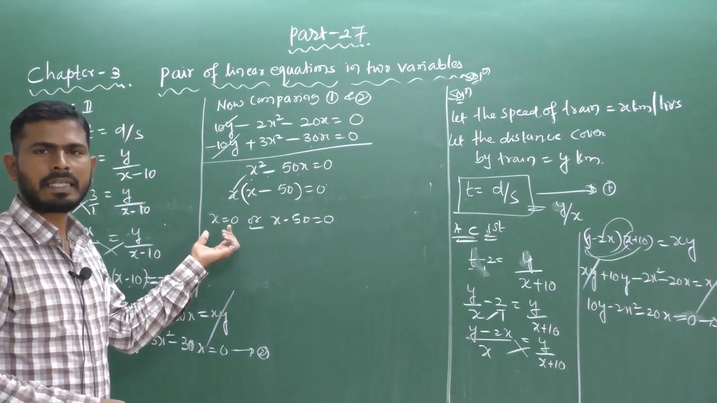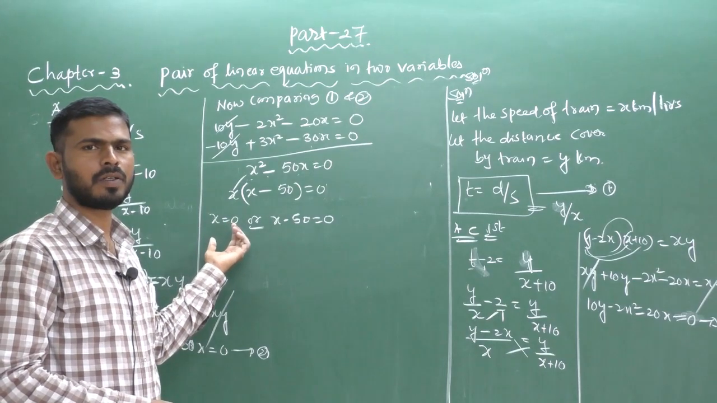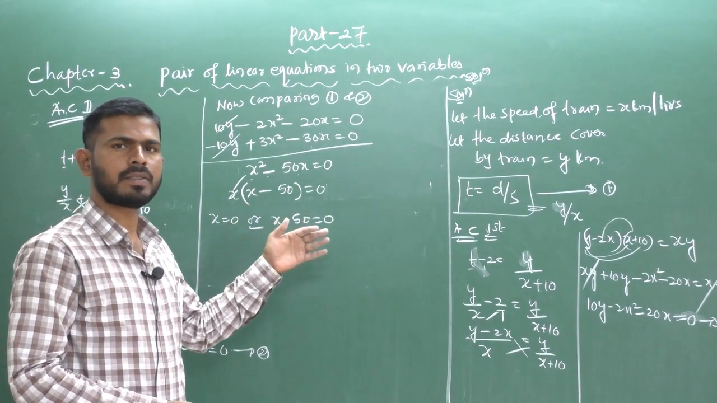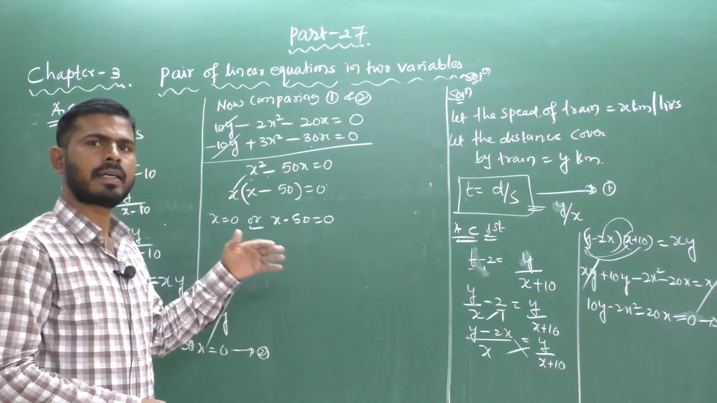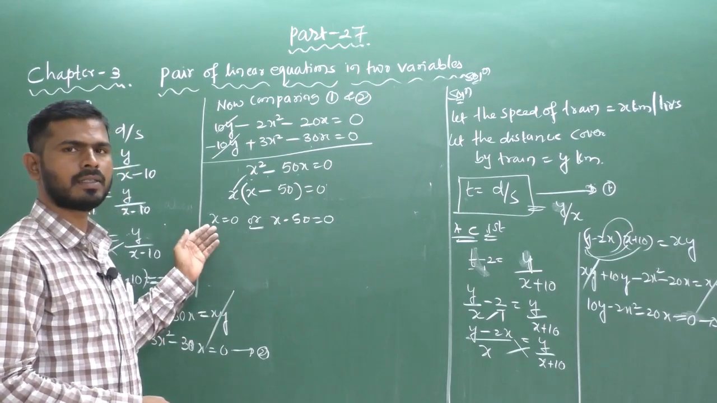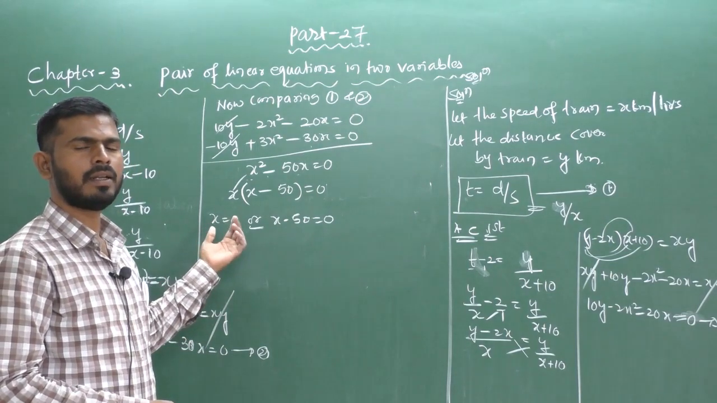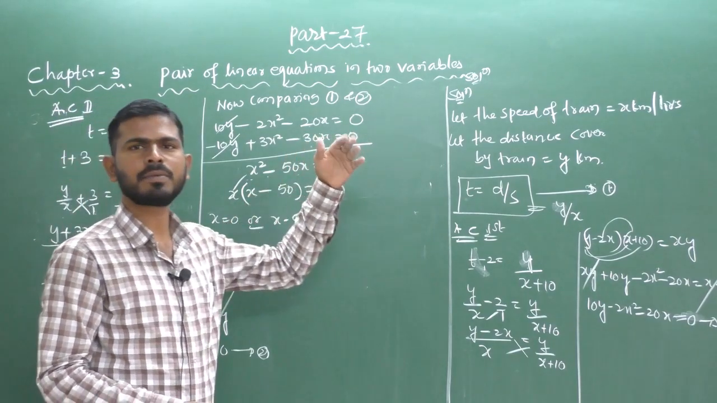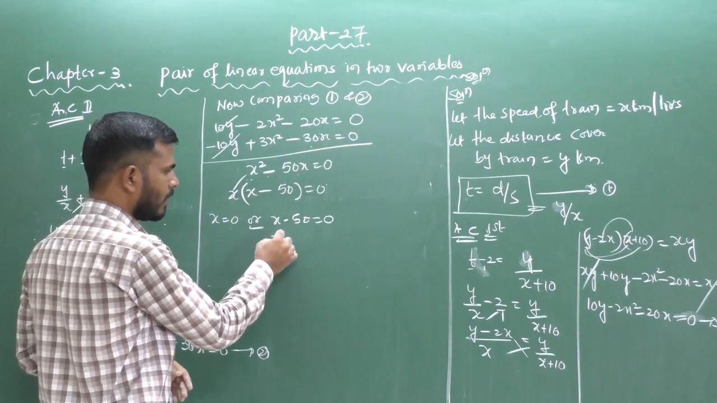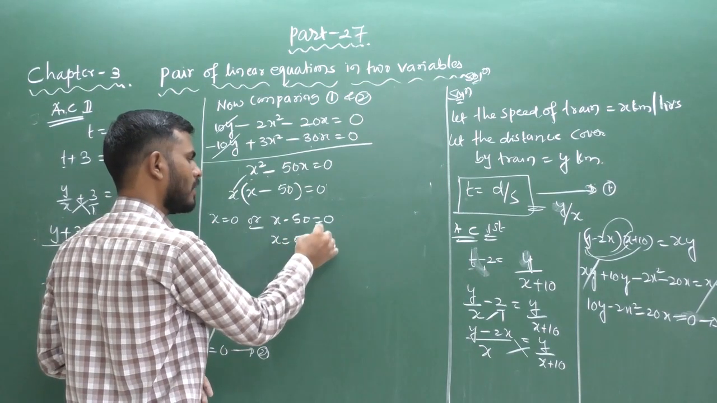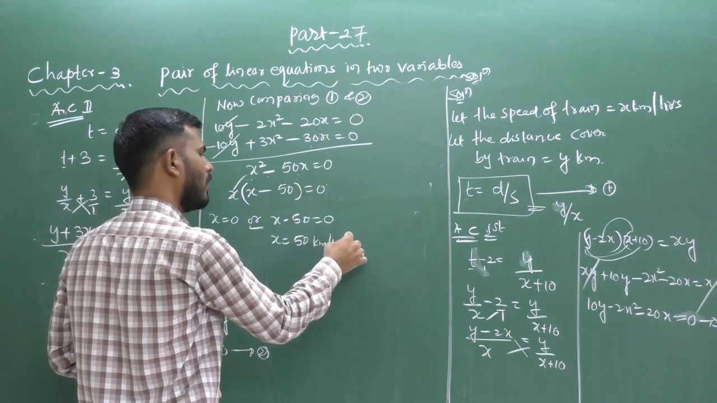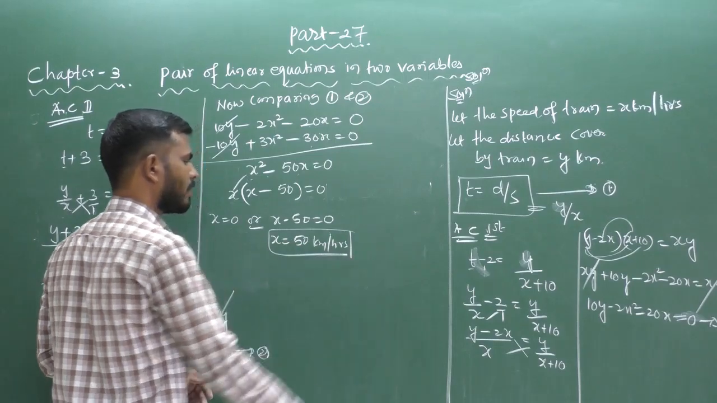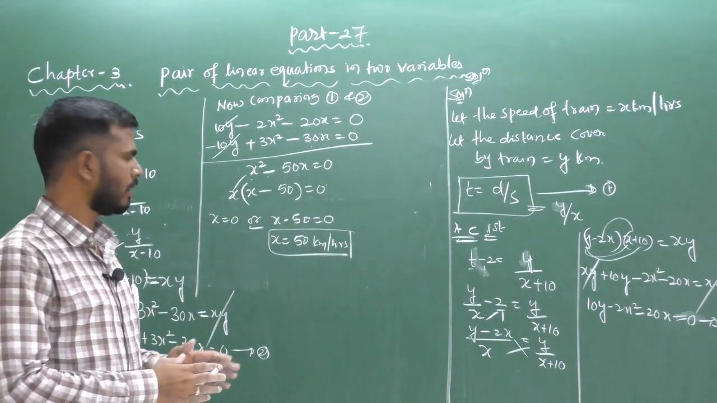So the speed of the train is 0. It is not possible, because some speed is given, which means the train is moving. So this is ignored. The speed will never be 0 because the train is moving at some speed. That is why we take x equal to 50 kilometers per hour. So this is the speed of the train.